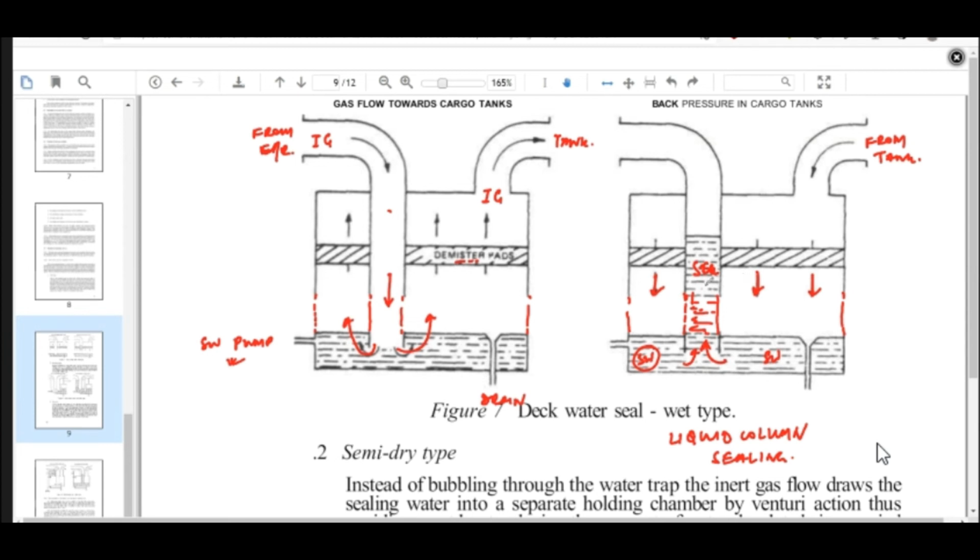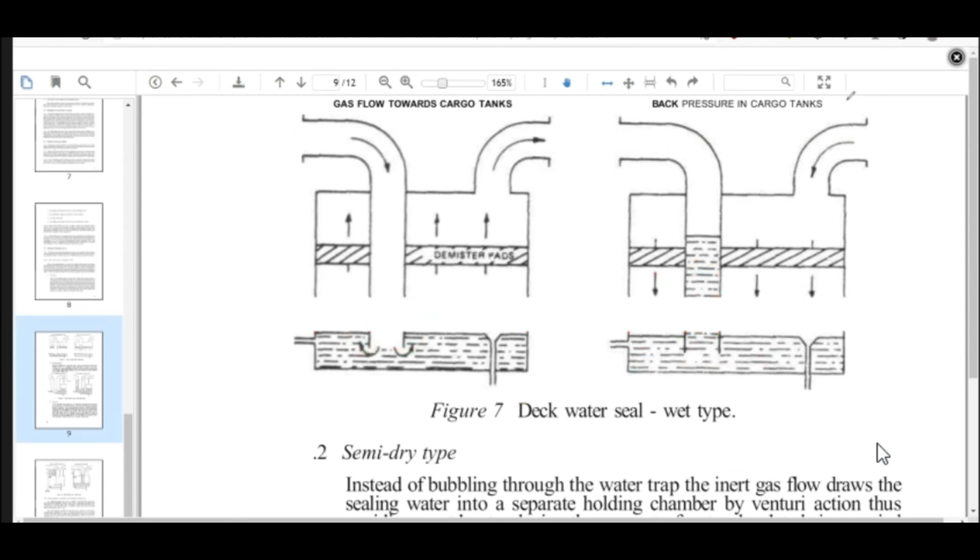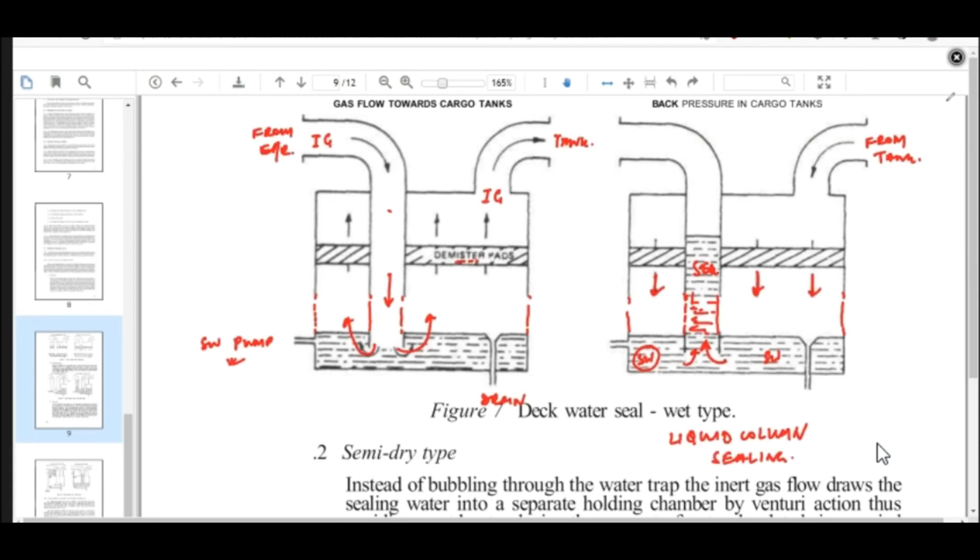Okay? So this is the dry kind of seal. I hope everybody has made the notes and updated the markings.